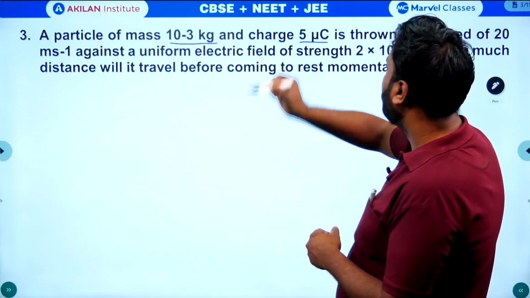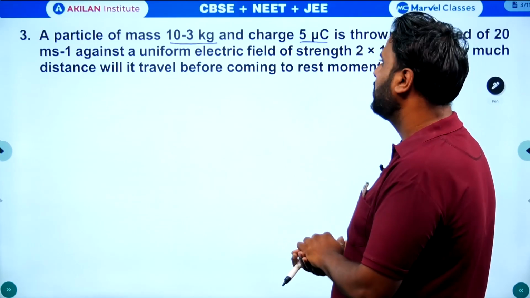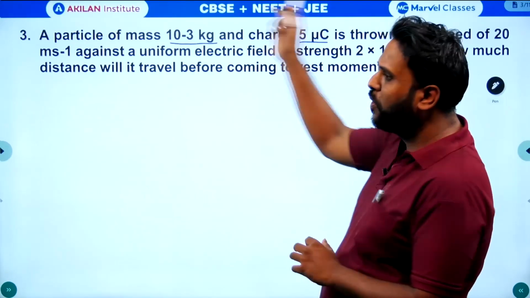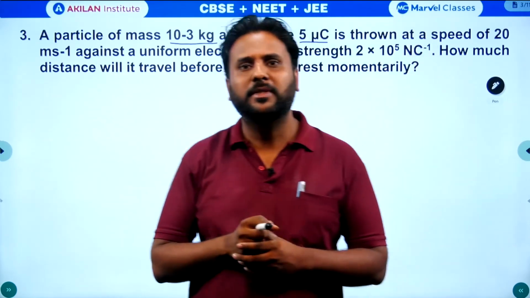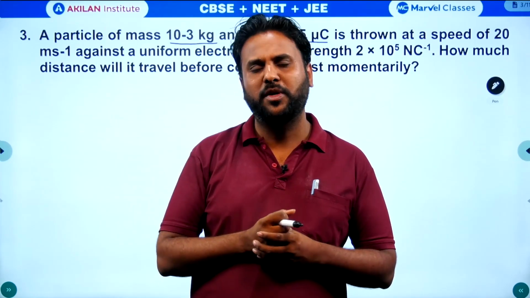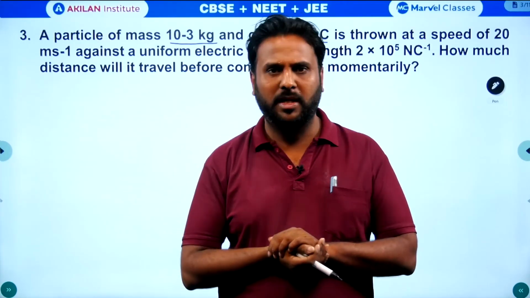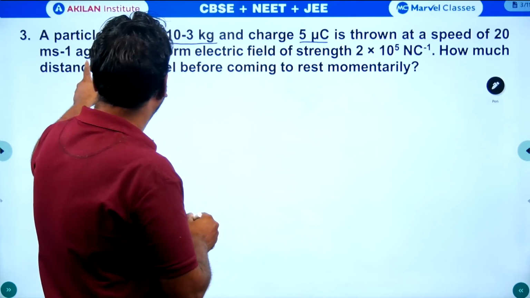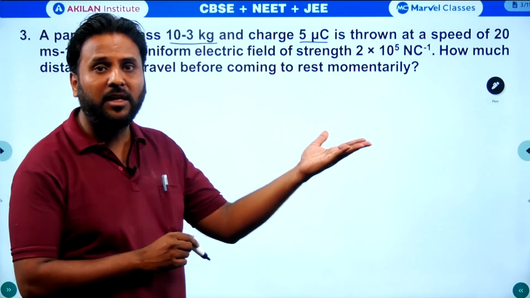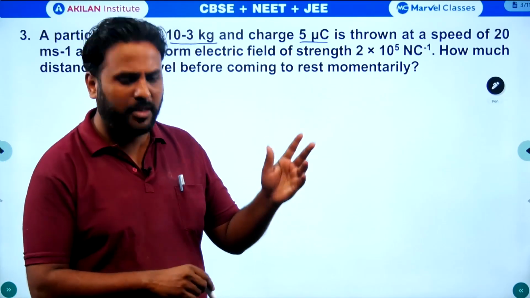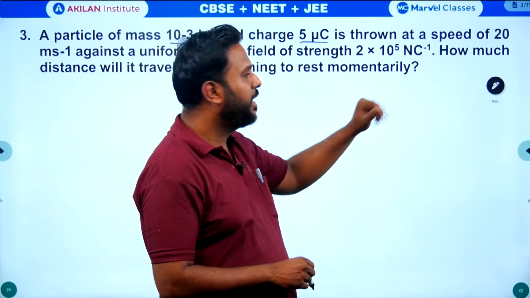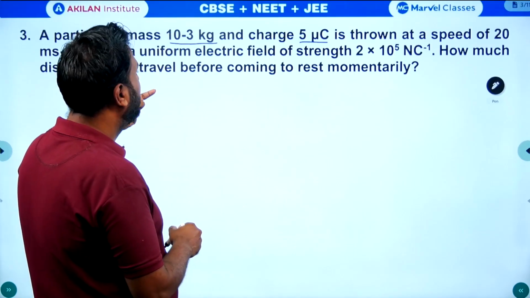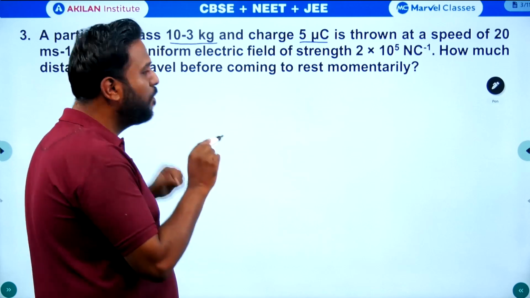It is thrown at a speed of 20 meter per second. A particle of mass 10 to the power minus 3 and charge 5 microcoulomb is thrown at a speed of 20 meter per second. The particle can be any particle. That speed is given. Against a uniform electric field, they have also given the electric field, 2 into 10 to the power 5 Newton per coulomb. This is the unit of electric field. Then what are they asking us to find? How much distance will it travel before coming to rest momentarily?